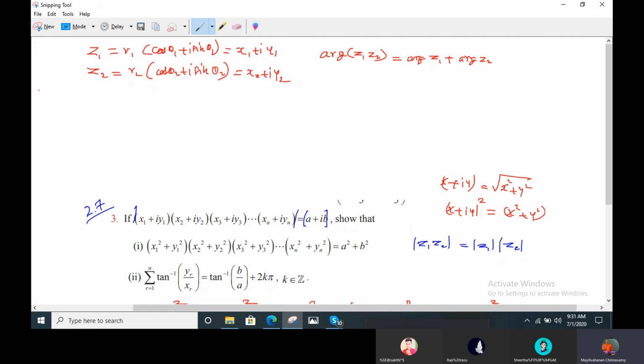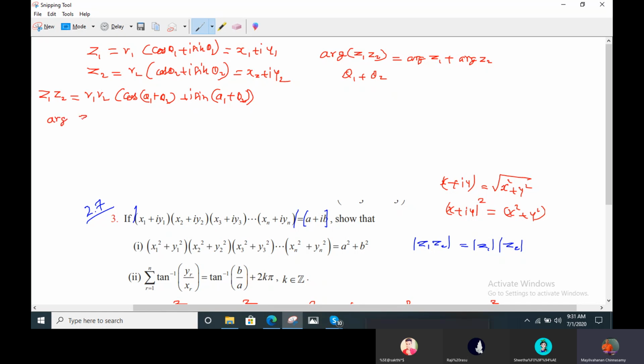So what is the argument of Z1 and Z2? If you take the multiplication, the product of Z1, Z2 is nothing but R1 R2 into a single cos (theta 1 + theta 2) plus i sin (theta 1 + theta 2). This is your product formula. So what is the argument? Theta 1 plus theta 2 is the argument of Z1 Z2. That's why we got this formula. Now we are going to find up to Zn the argument.